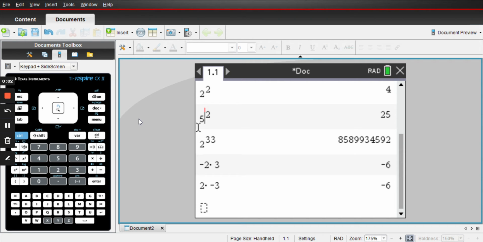Welcome to CAS 101, the most basic use of a CAS calculator. Just looking over your basic operations, how to create a fraction, indices, things like that.